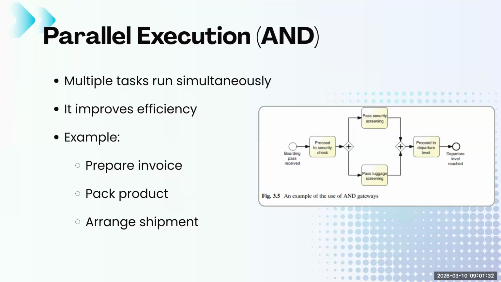Parallel execution is the second gateway type, represented by the AND gateway. In this case, multiple tasks are executed simultaneously instead of choosing just one path. For example, the diagram here shows an airport security process.